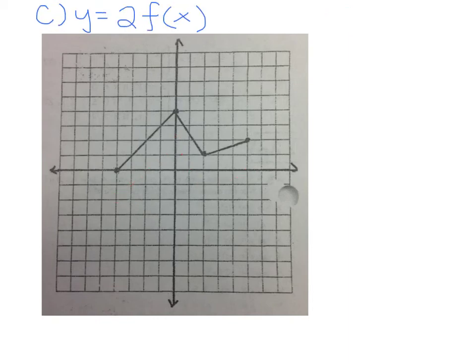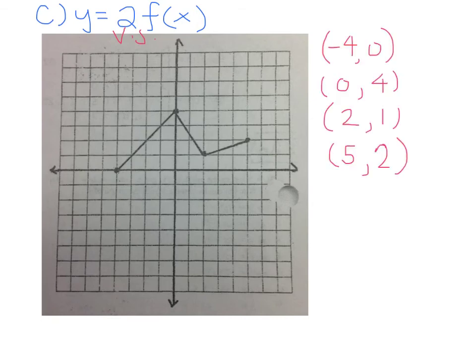Part C says y equals 2 times f of x. And since 2 is greater than 1, this is going to be a vertical stretch. And if you look back at your notes and you read your definition, it says you take the y value and you multiply it by 2.